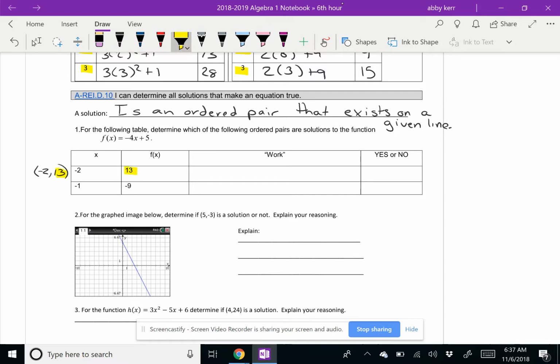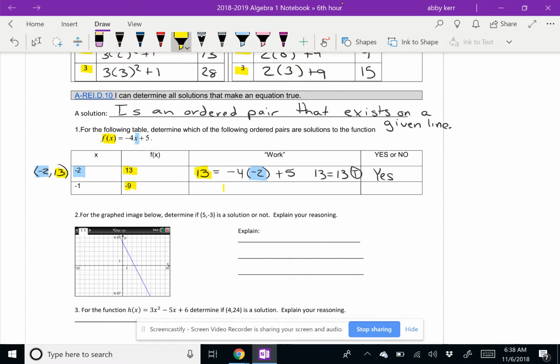This is our y value. So we're going to plug it into our f of x. This is our x value. So we're going to plug it into our x. And we're going to see if we have a true statement. So 13 equals -4 times -2 plus 5. So once again, we're plugging this into our y value. We're plugging this into our x value. And we're just calculating. So -4 times -2 is 8. 8 plus 5 is 13. So 13 equals 13, which is a true statement. So yes, this is an ordered pair on our line.